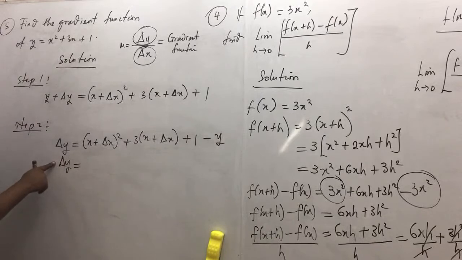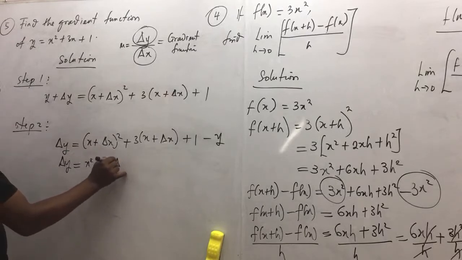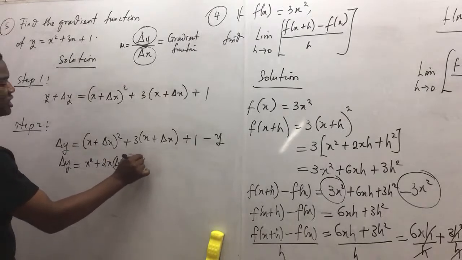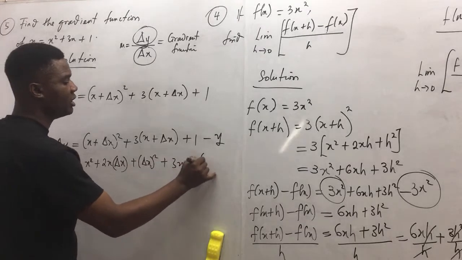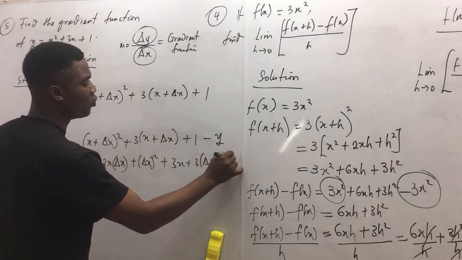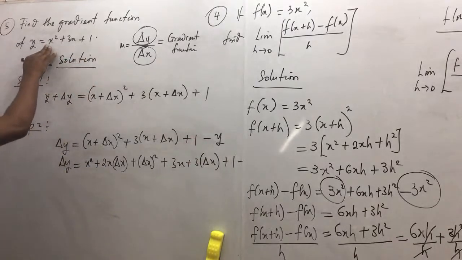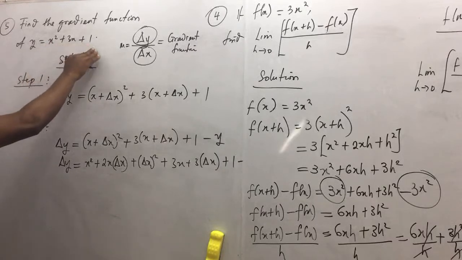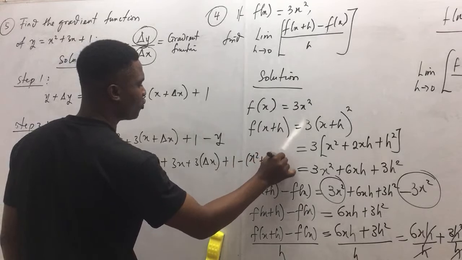I'm going to make change in y the subject of formula, and then simplify. So when I do that, I'm going to have x squared plus 2x change in x plus change in x all squared plus 3x plus 3 in bracket change in x plus 1 minus y. And take note, what were we told y is? Y is x squared plus 3x plus 1. So I'm going to put here in bracket x squared plus 3x plus 1.